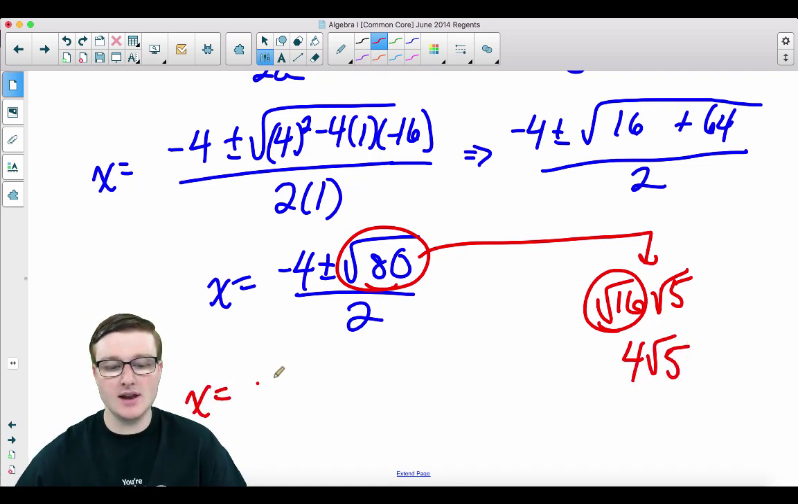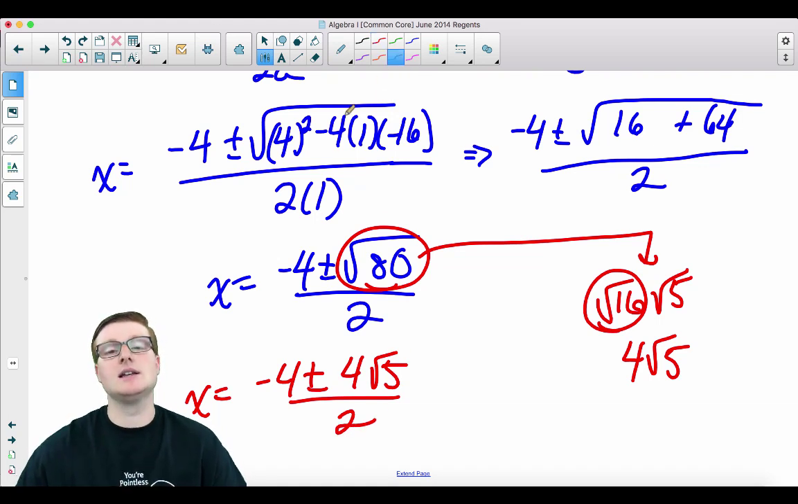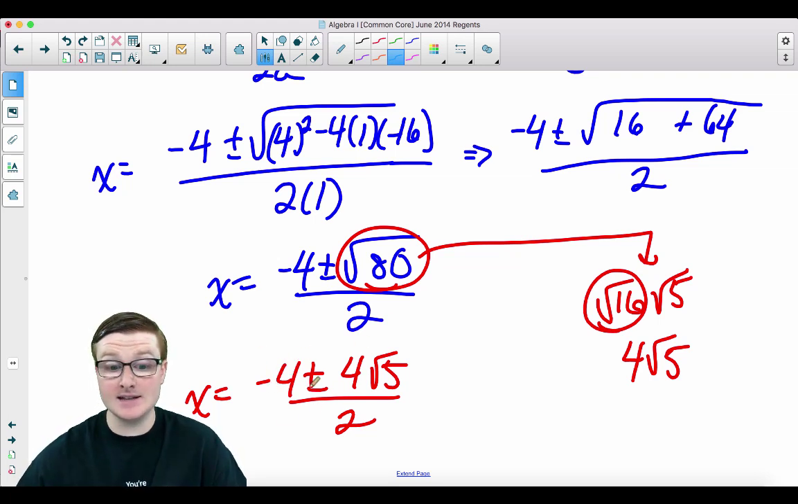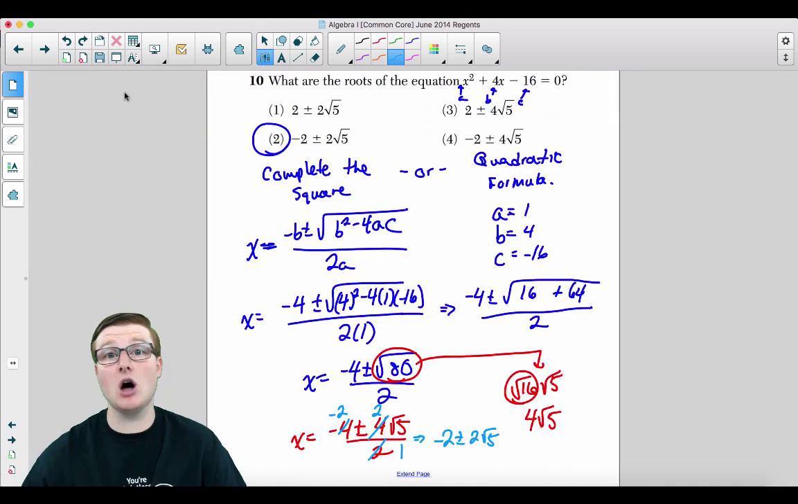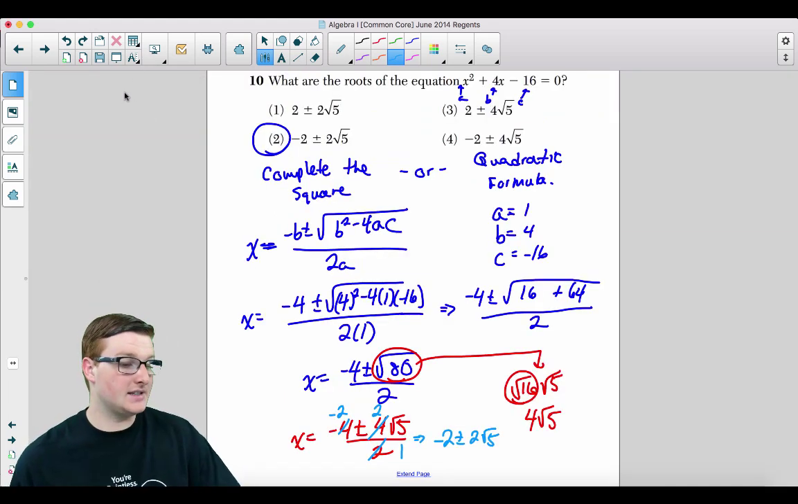So we get x is equal to negative 4 plus or minus 4 rad 5, all over 2. Now, in fractions, if you have numbers that could go in evenly to each other or have the same LCD, or least common multiple, 2 could go into these numbers. 2 goes into itself once, 2 goes into 4 twice, 2 goes into negative 4 negative 2 times. So your final answer is negative 2 plus or minus 2 rad 5, which is the same result as choice 2 up there. All right, and that's how you do question number 10.